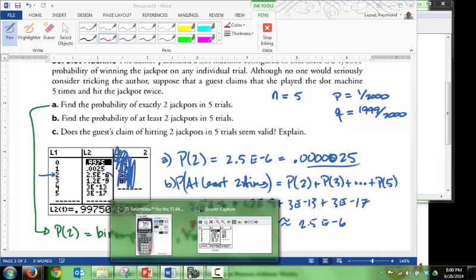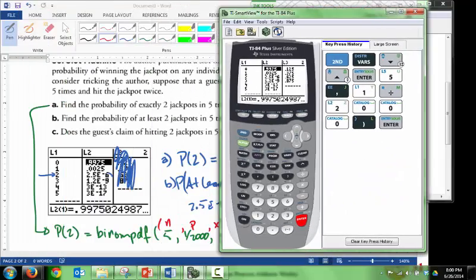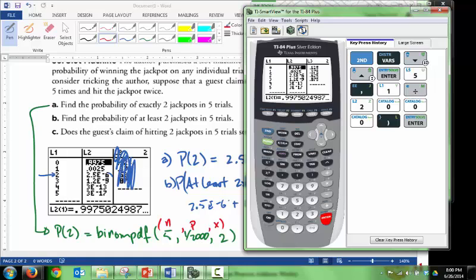So let me take out my calculator again. And let me second function in mode and quit out of this, and let's clear everything so that I'm in my home screen.